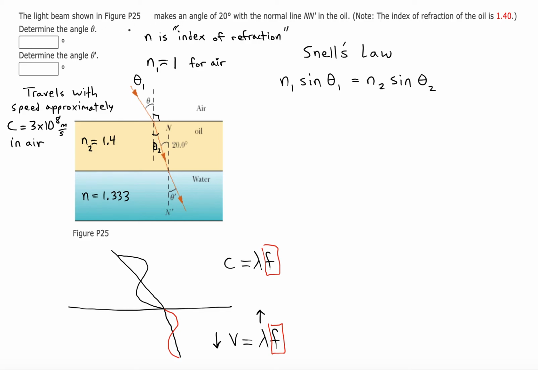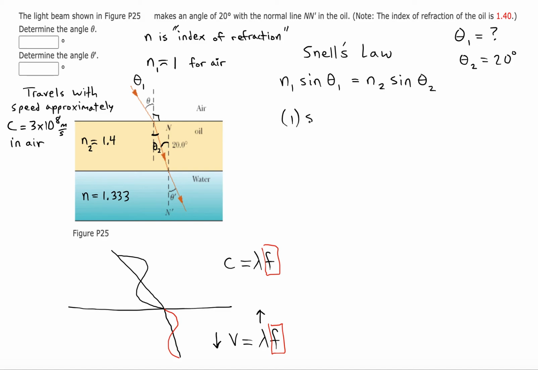They say that the light beam makes a 20-degree angle with the normal line NN prime. Okay, so that's an interesting problem. They're doing it a little bit different. They're giving you the theta 2 and asking us for the theta 1. A lot of times it's the opposite, but that's fine. So we know that theta 1 is unknown. Theta 2 is 20 degrees, because they gave us this one is 20, so that would mean that this one's also 20 by alternate interior angles.